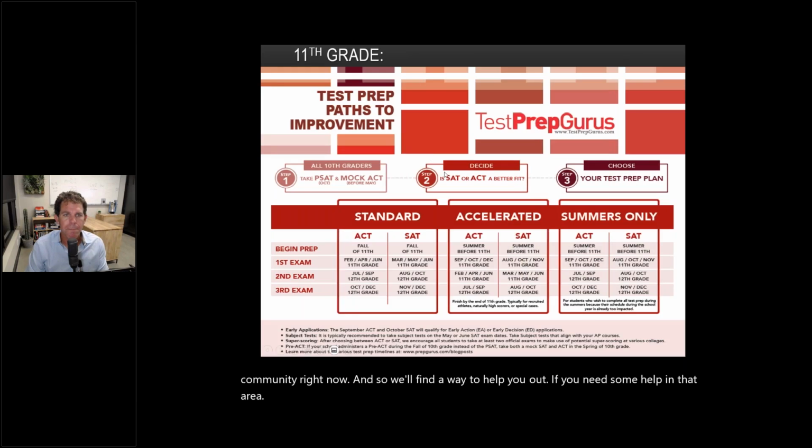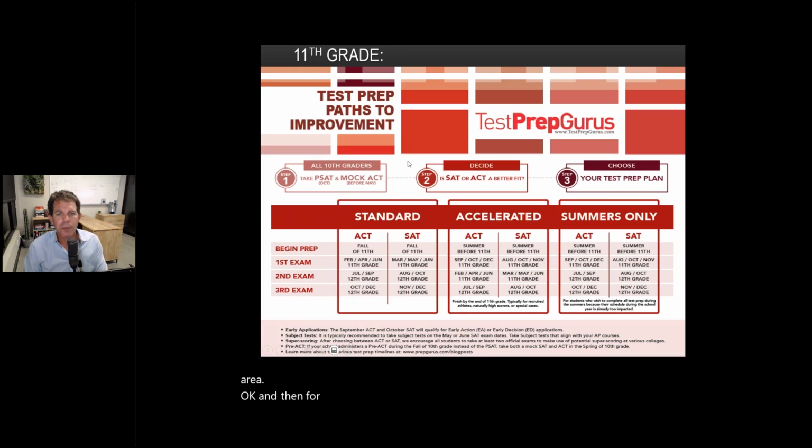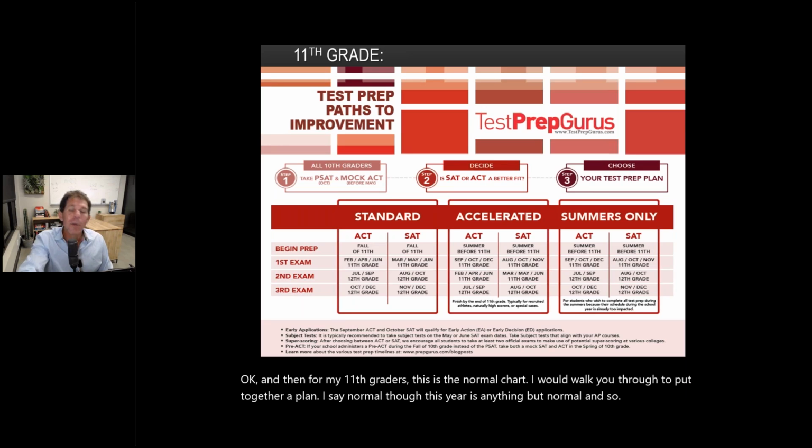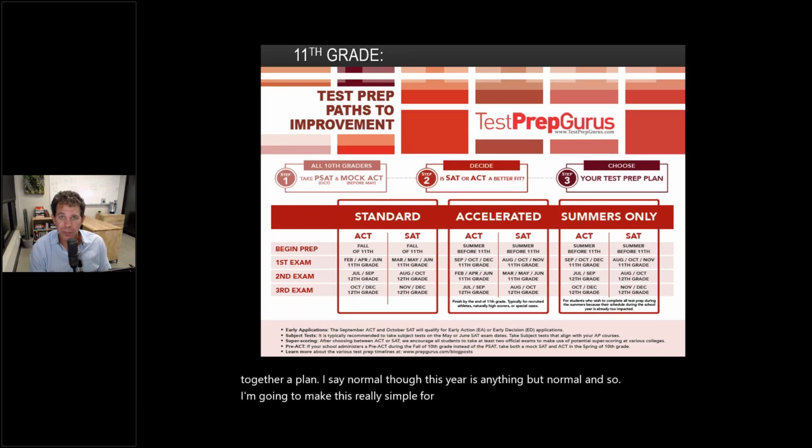Okay, and then for my 11th graders, this is the normal chart I would walk you through to put together a plan. I say normal though, this year is anything but normal. And so I'm gonna make this really simple for my current juniors. Here are the steps. First of all, I know a number of you have not completed a mock SAT and ACT because we're hearing from these families quite a bit all of a sudden. They say, oh my gosh, I feel like I'm behind in the process. School got cut off last spring. We're trying to get our bearings this summer. We kind of forgot about all this standardized testing stuff.